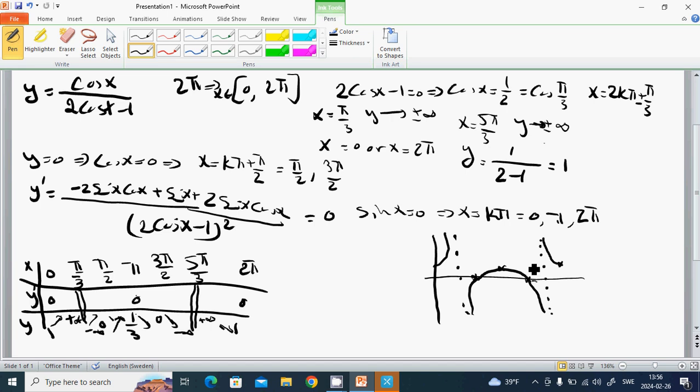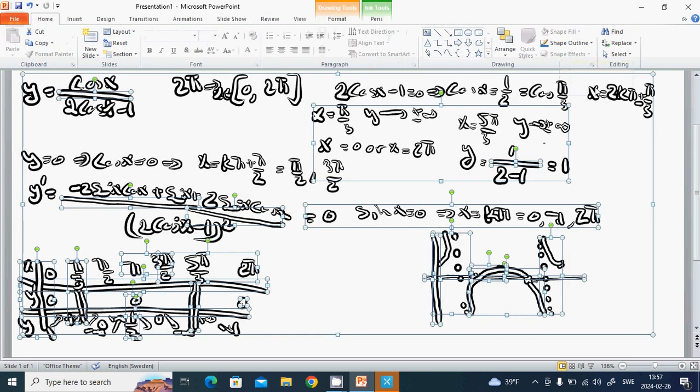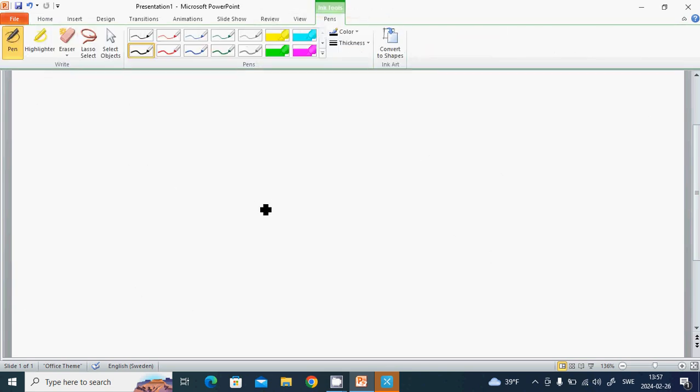I'm going to go through two examples. And it is y equals to 1 divided by sin x. And the period is 2p, and x belongs to 0 to p.